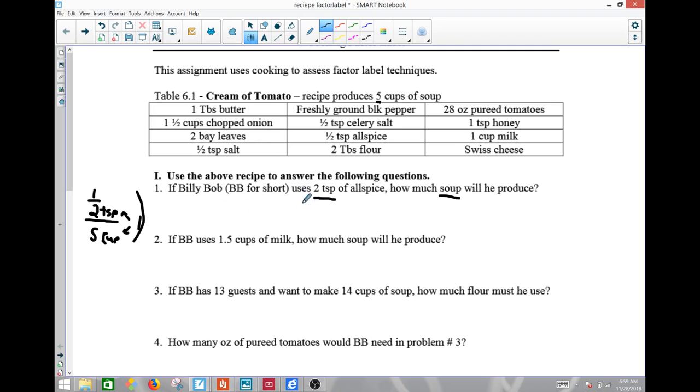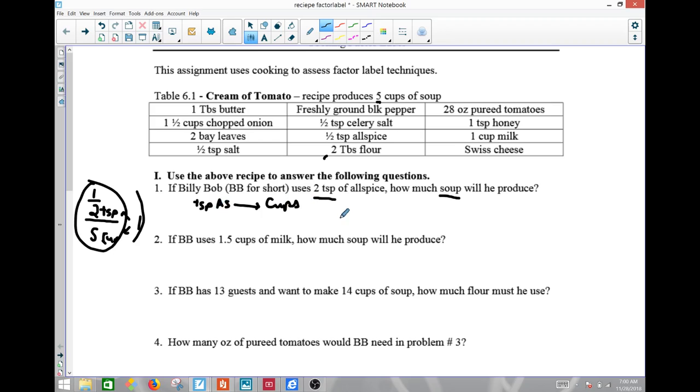And you decide, okay, I have teaspoons. I'm going to convert this from teaspoons of allspice to cups of soup. I have the equivalency; in fact, it's located right here. And I'm going to go right to cups of soup. Okay, so I have a plan. I'm just going to flip one unit to another unit. There you go. This is how I set this up.